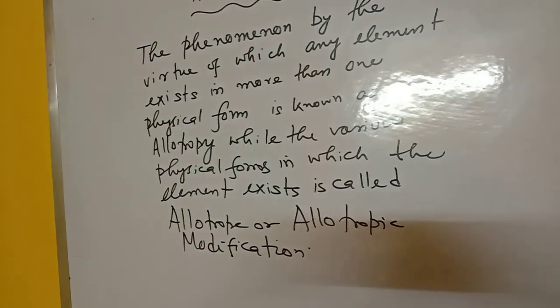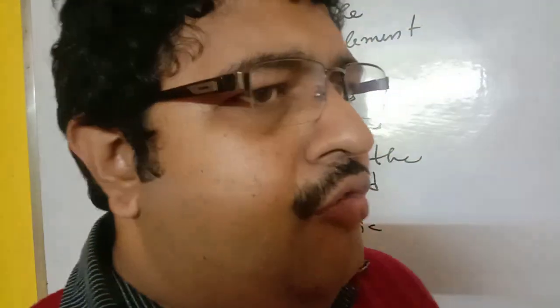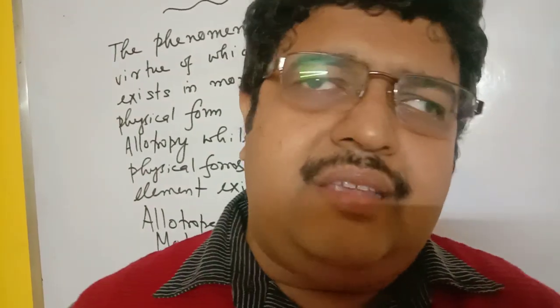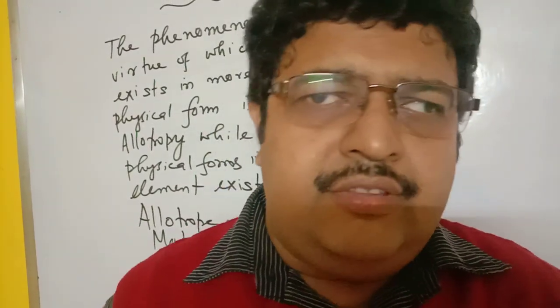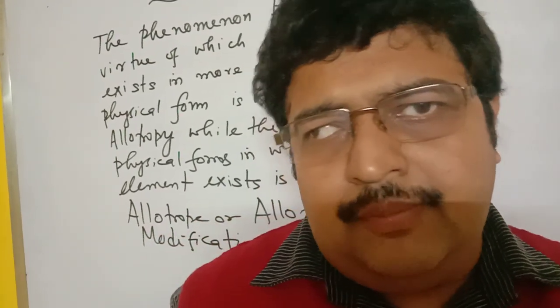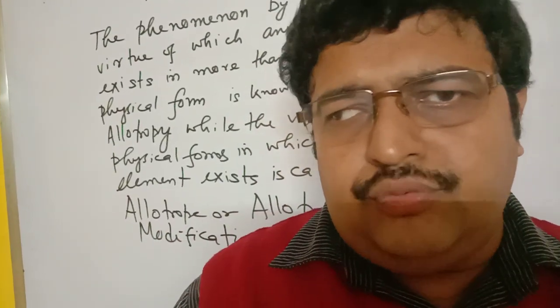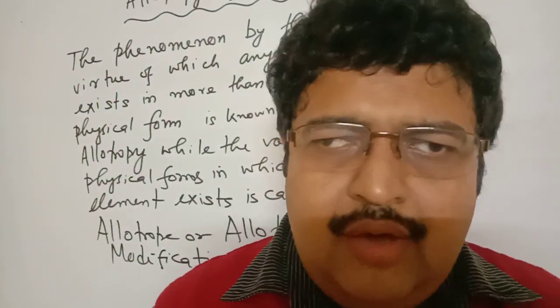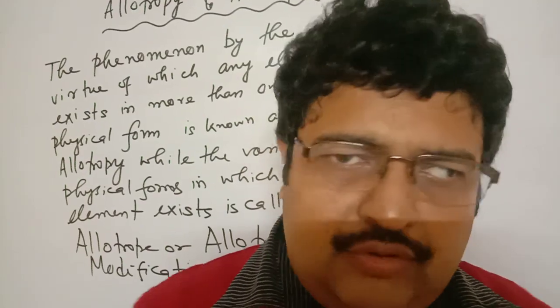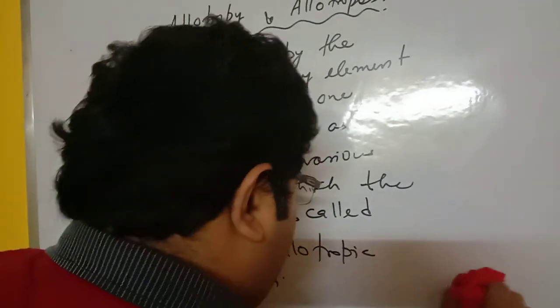So a question may come, are there any elements which exist in allotropy? Answer is yes. If you take the example of sulfur, it exists as allotropes. We know that rhombic sulfur, monoclinic sulfur and plastic sulfur are allotropes of sulfur. In case of phosphorus, we have red phosphorus, black phosphorus and white phosphorus as the allotropes of phosphorus. Now coming to the allotropy of carbon.